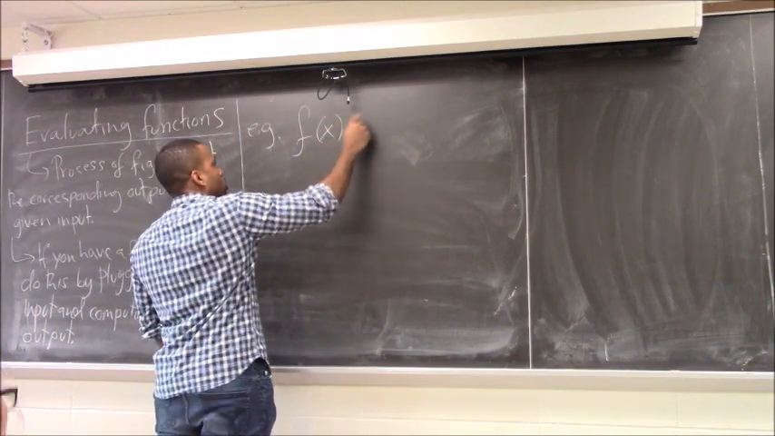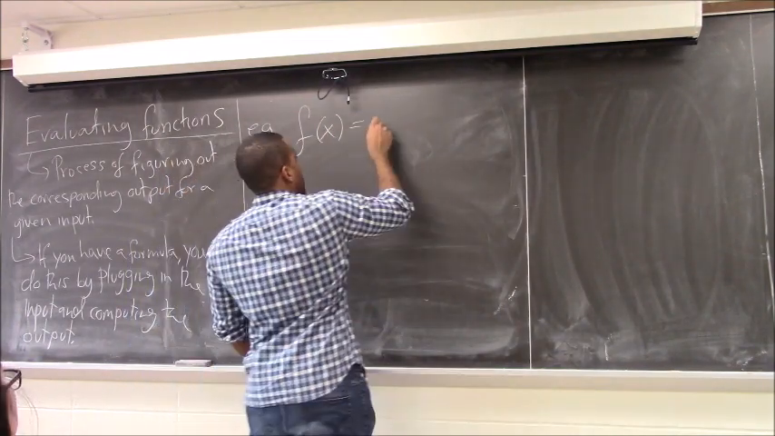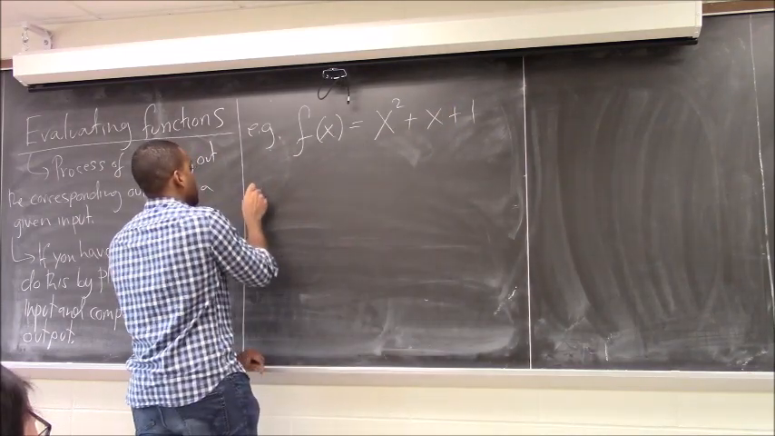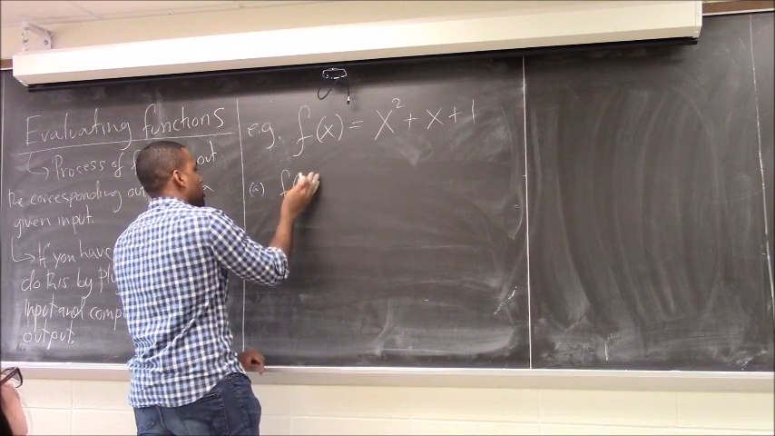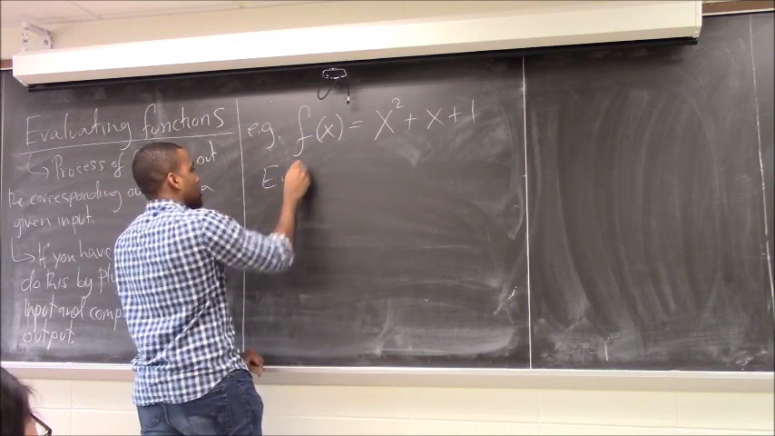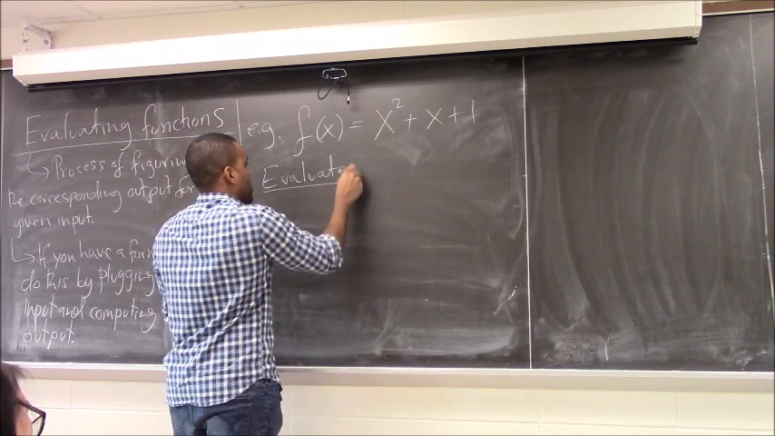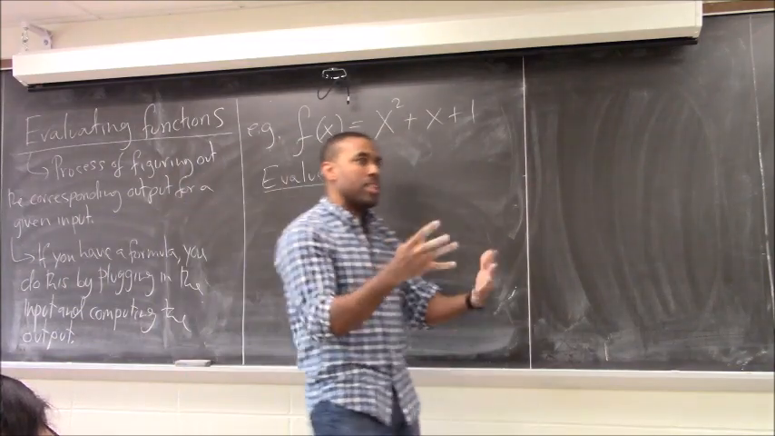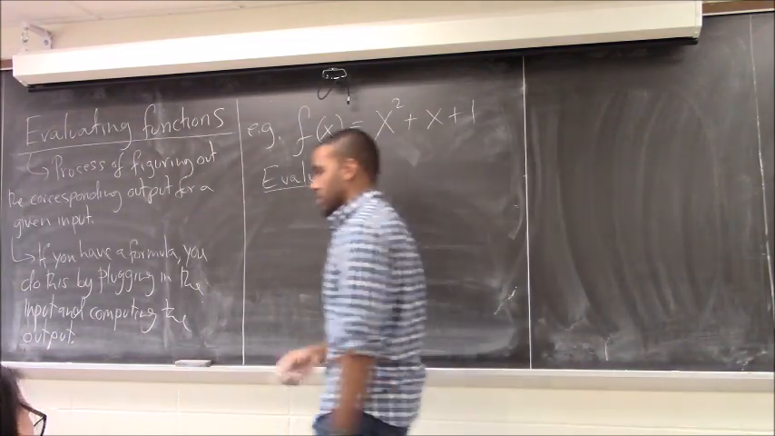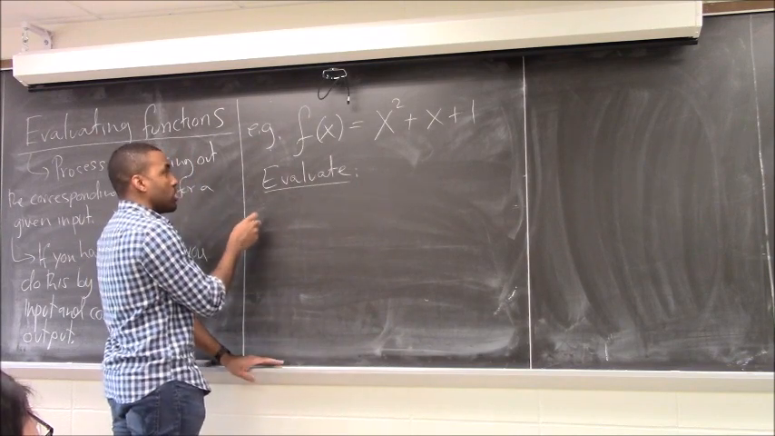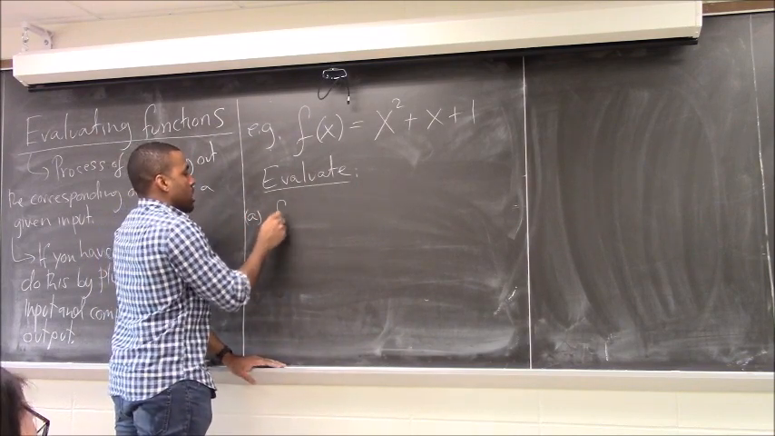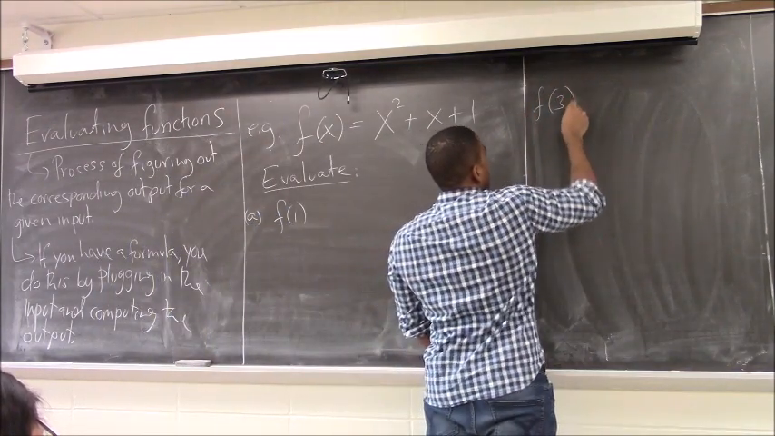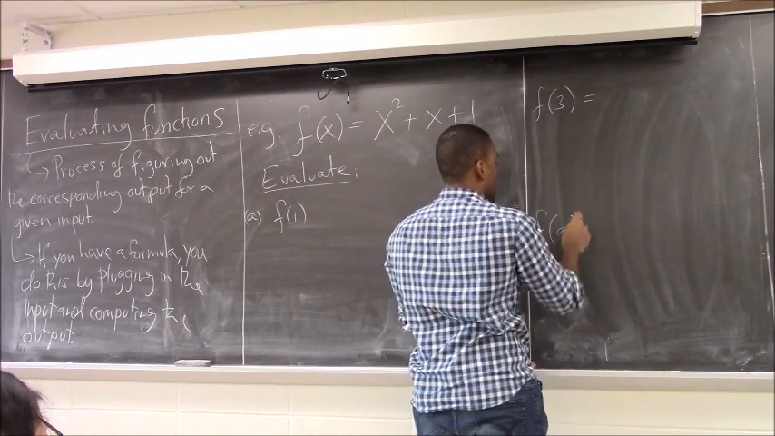Here I'm describing a function to you, f of x. It is x squared plus x plus 1. I want you to evaluate. When I ask you to evaluate, it's different from me asking you to interpret. Usually when I say interpret, I mean explaining in words the concept of what this function is after. But evaluating is a different story. You want to find the specific answer. Evaluate f of 1. What about f of 3? What about f of a?